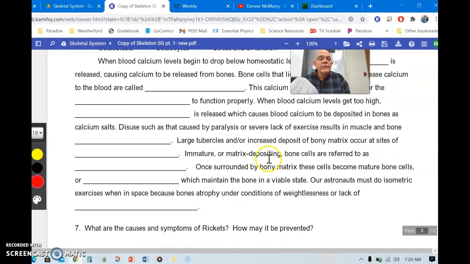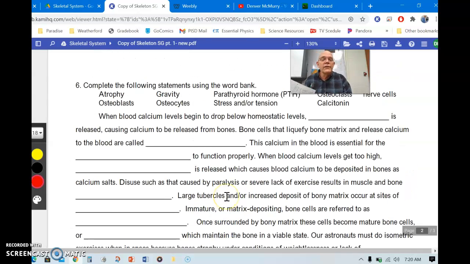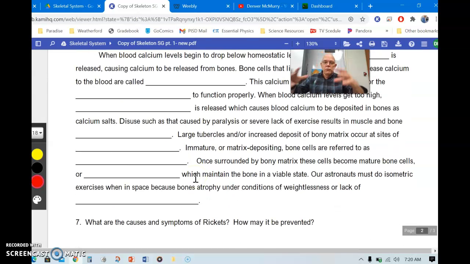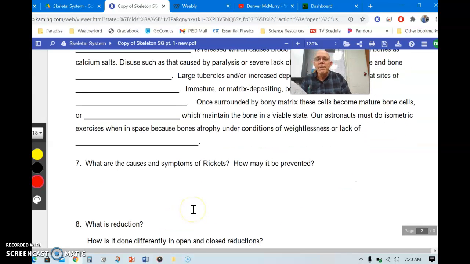Okay. And it says our astronauts must do isometric exercise in space because bones atrophy under conditions of weightlessness or lack of gravity. They found that since they weren't having to lift and pull their bodies against gravity like they do on Earth, they actually would get less. So isometric, where iso means same, is when you push against yourself like this, and you still get exercise even though nothing's going anywhere. And so they had to do exercise like that. I think now they even have little exercise bikes or something up on the space station and stuff like that. Okay. All right.